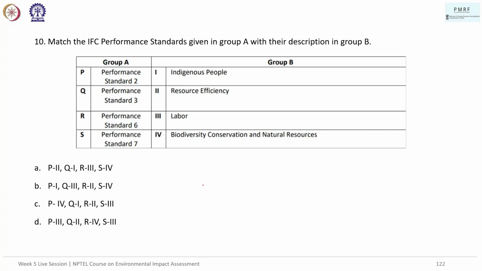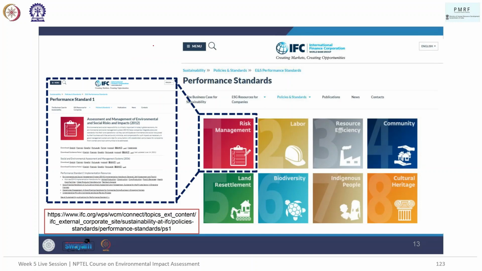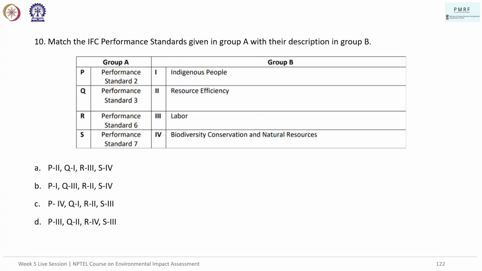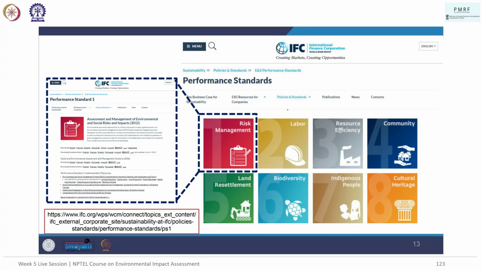Any responses? Or you can also give me individual specifications. Okay, let's see. So if you remember, we're talking about 2, 3, 6, and 7. 2 is labor, 3 is resource efficiency, 6 is biodiversity, and 7 is indigenous people. Right?